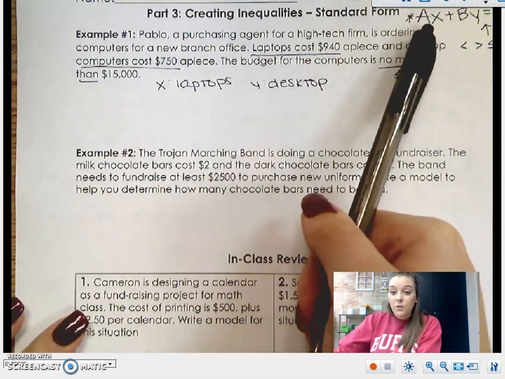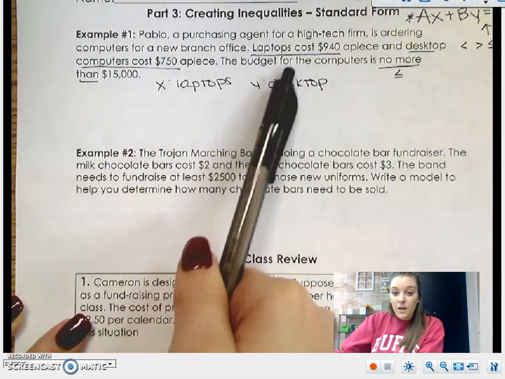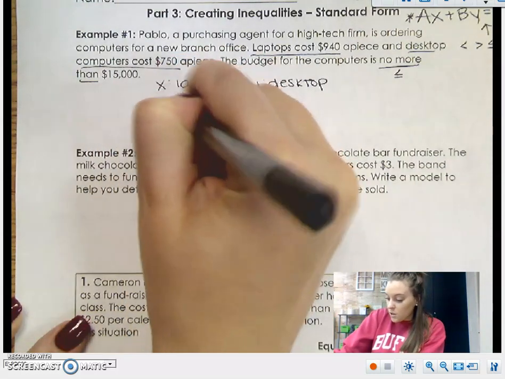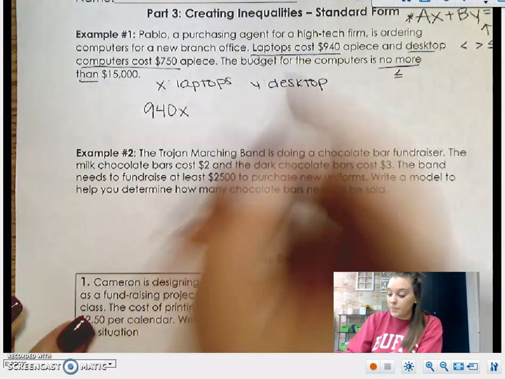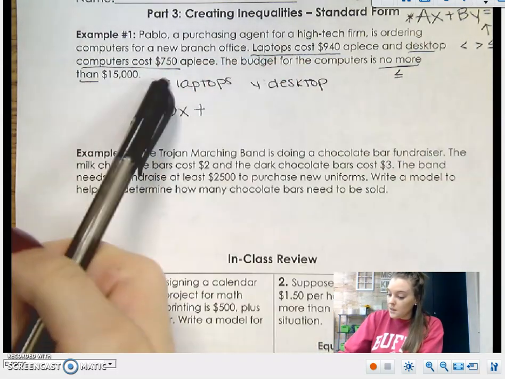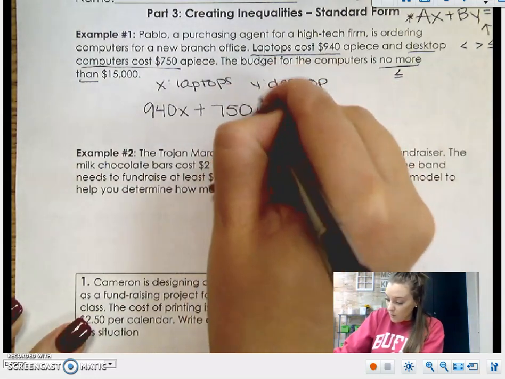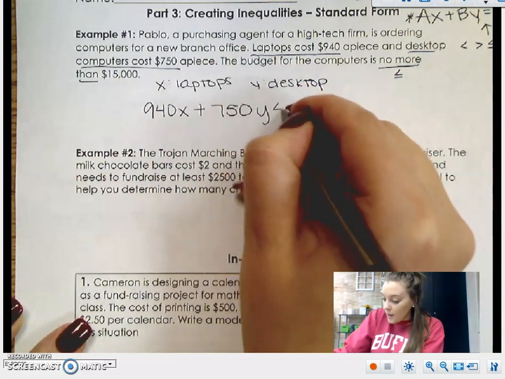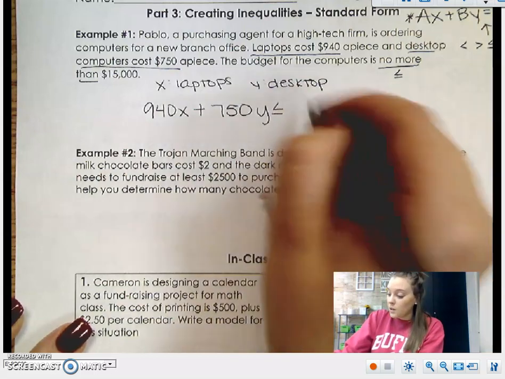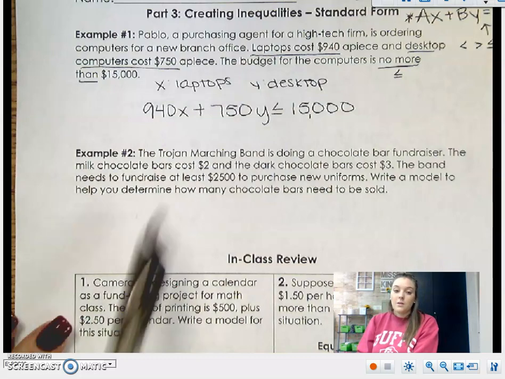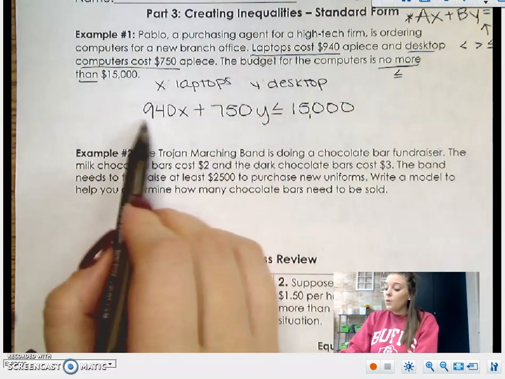So for standard form, I start with my rate. My first rate is $940. So $940 per laptop plus $750 per desktop computer has to be less than or equal to $15,000. So again, we had two rates.